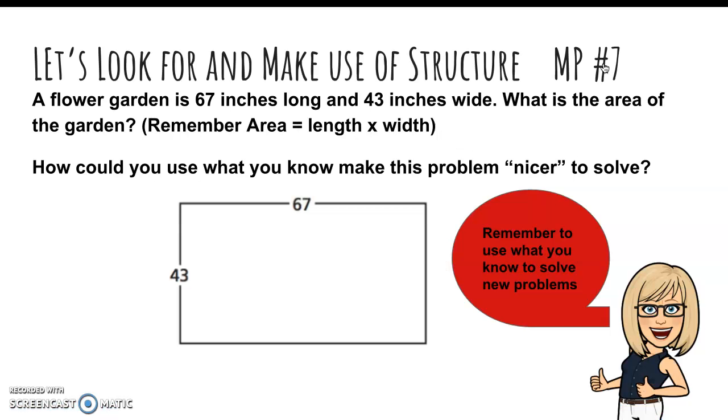I know you are. Okay, so we're gonna be concentrating on mathematical practice number 7. We really want to look for and make use of structure in the problems we're working on. So a flower garden is 67 inches long and 43 inches wide. What's the area of the garden? And remember, area equals length times width.